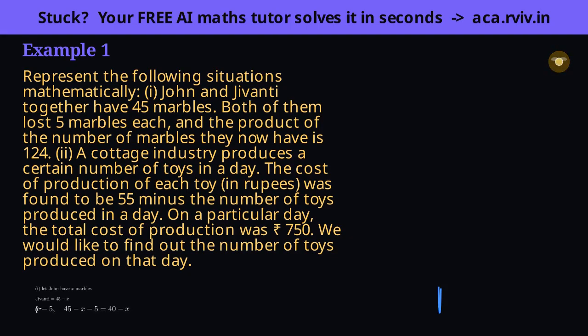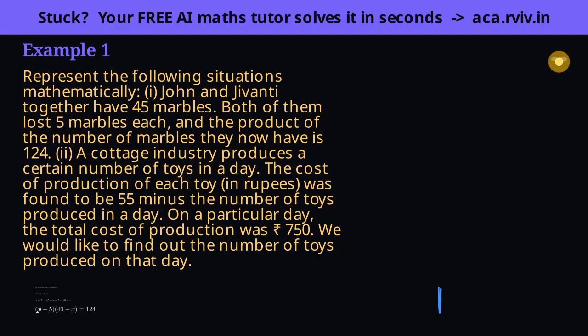Here's the sentence that creates the equation. The product of what they now have is 124. Product means multiply, so we multiply their 2 current counts together and set it equal to 124. This is the moment a word problem becomes algebra.